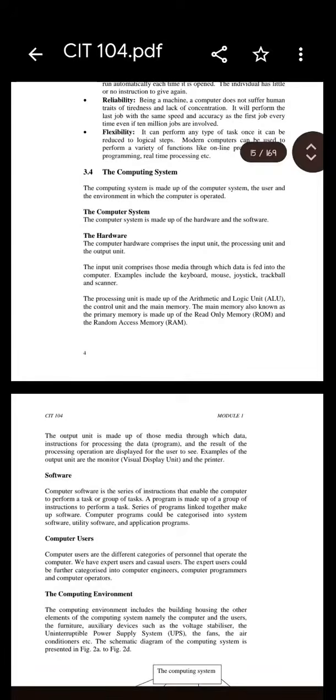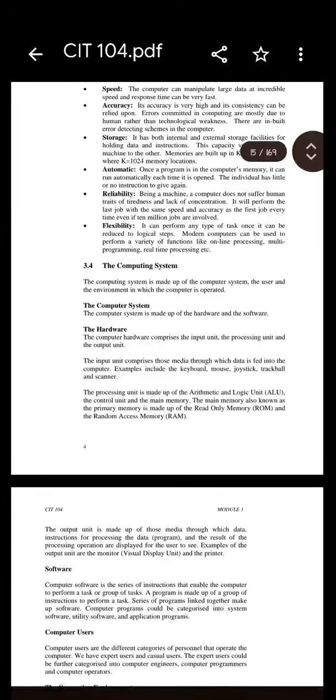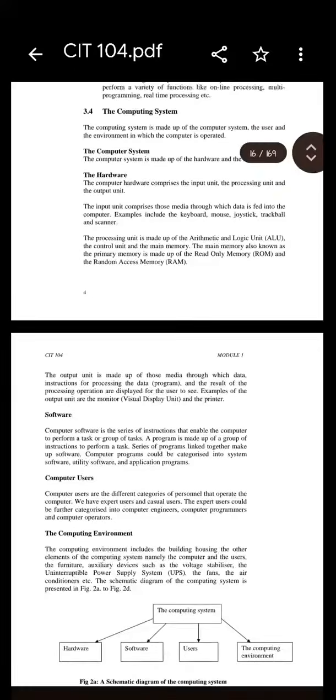Let me charge my phone. I hope you are seeing me now. So, let me just give you an example of software, because time is going already.